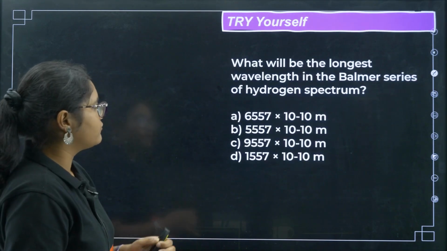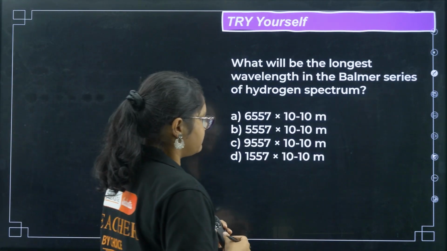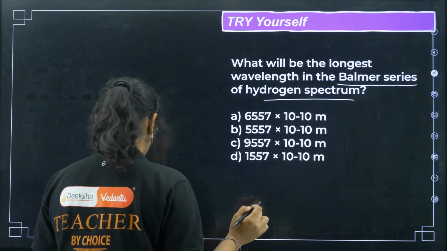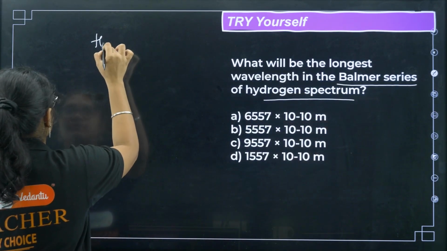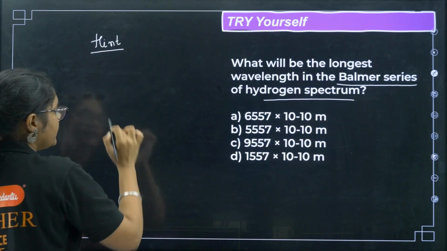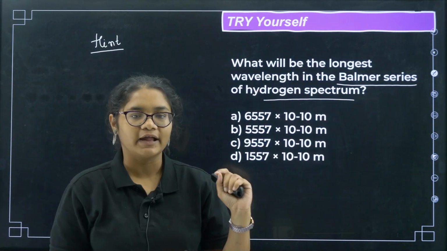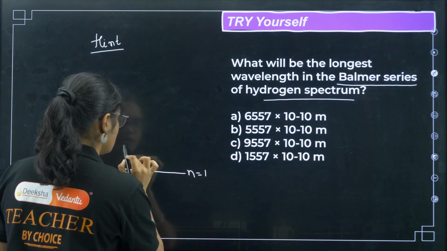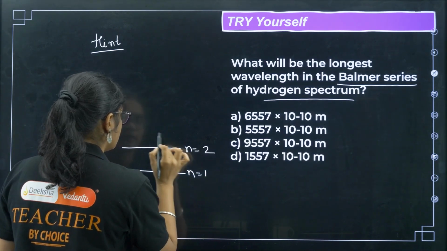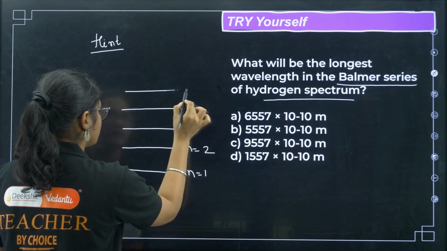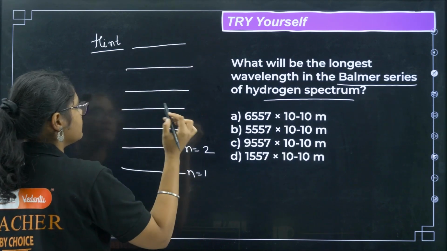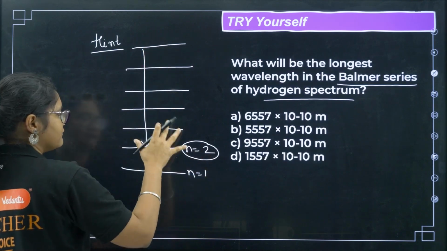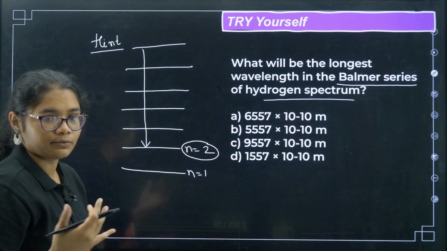Okay, so this is a homework question. What will be the longest wavelength in the Balmer series of hydrogen spectrum? I'll give you some hint here. Balmer series means what? If you see here, n equal to 1, we have n equal to 2, and like this we have so many energy levels, right? Balmer series means it should come down to n equal to 2, from any level it should come to n equal to 2.